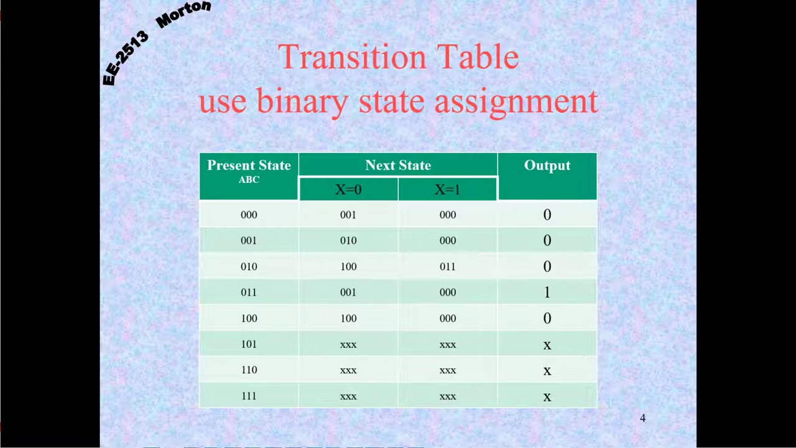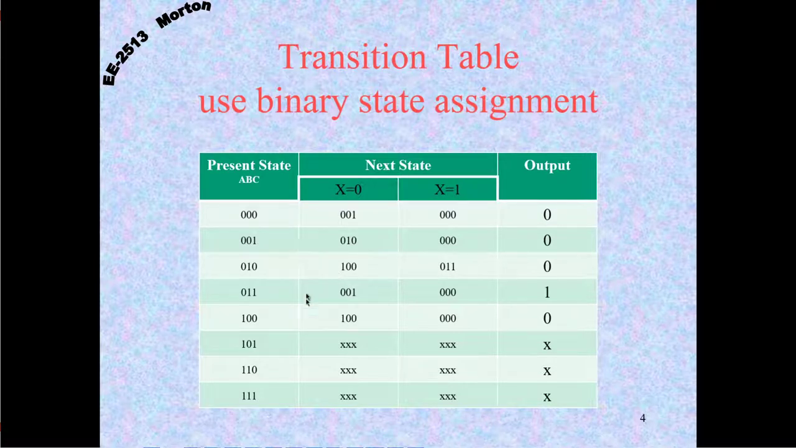We don't have to have output columns for x equals 0 and x equals 1. Why? Because it's not a Mealy machine. It's a Moore machine. And the outputs are only associated with our current state. So in 0, we output a 0, in 1, a 0, in 2, a 0, in 3, a 1, and in 4, a 0. And here we have don't cares. All right, so we pull these out into the map.